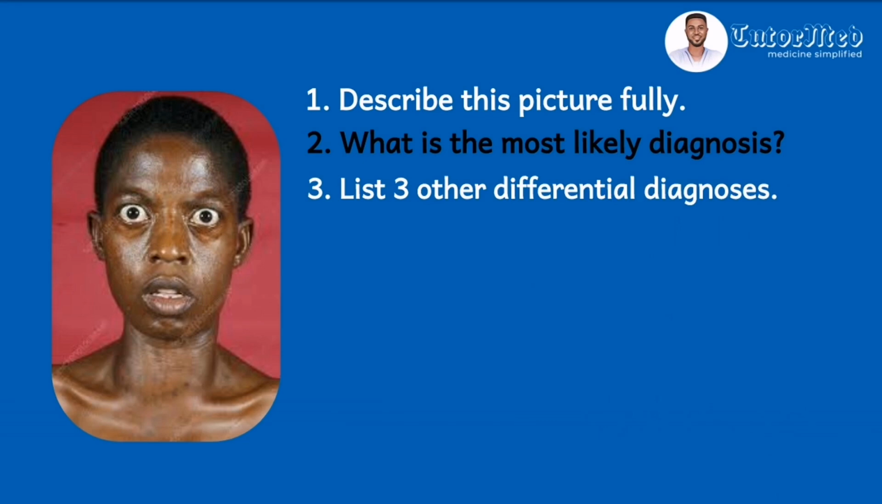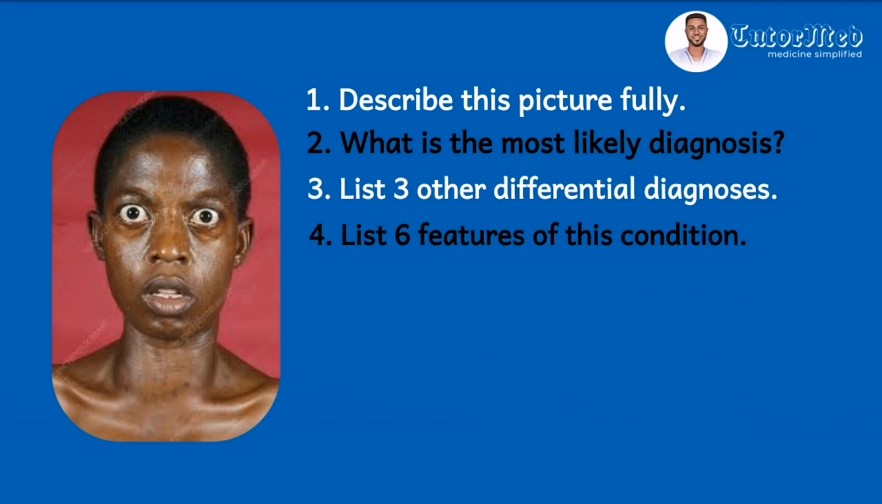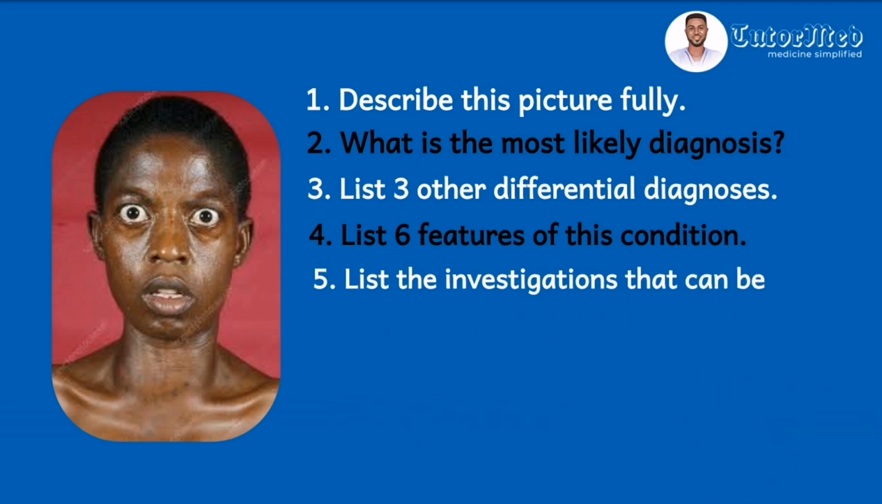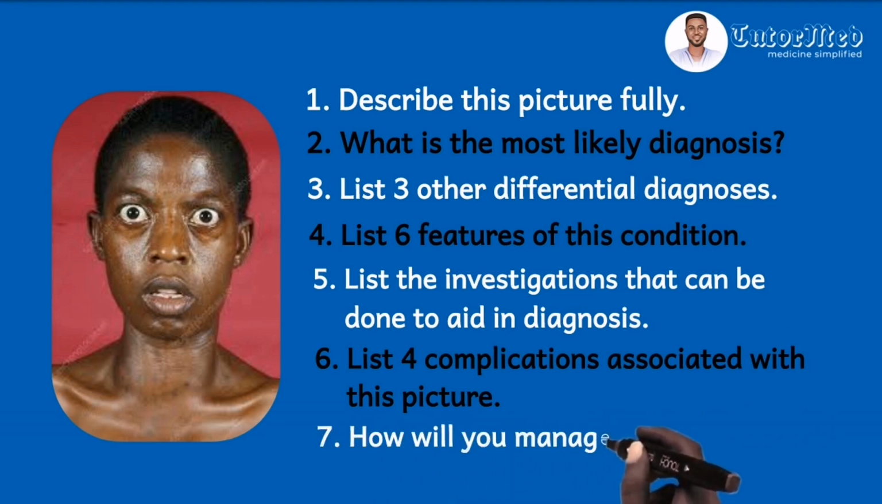Question 4 under this picture, list 6 features of this condition. Question 5, list the investigations that can be done to aid in diagnosis. Question 6, list 4 complications associated with this picture. And then question 7 and the last says, how will you manage this condition?